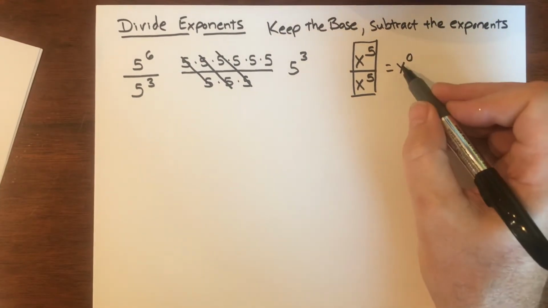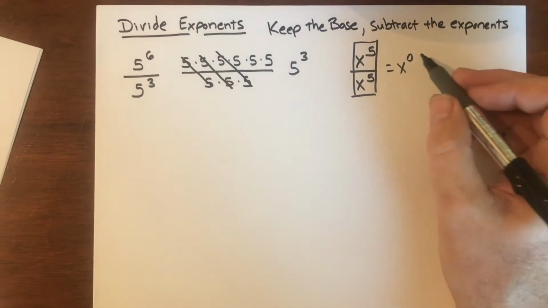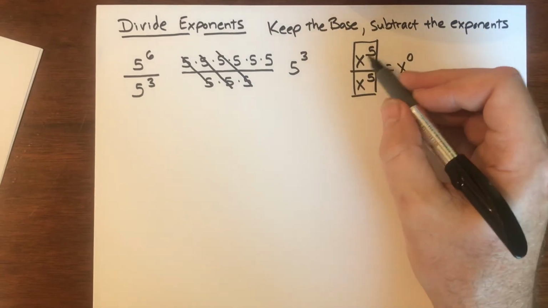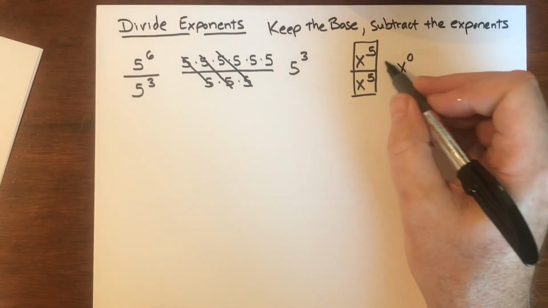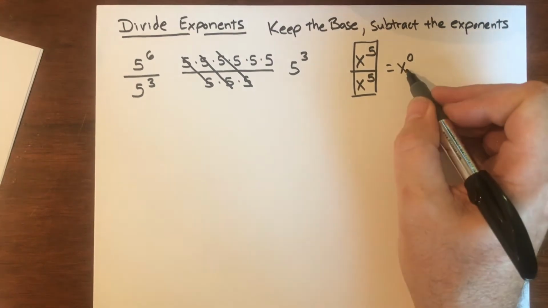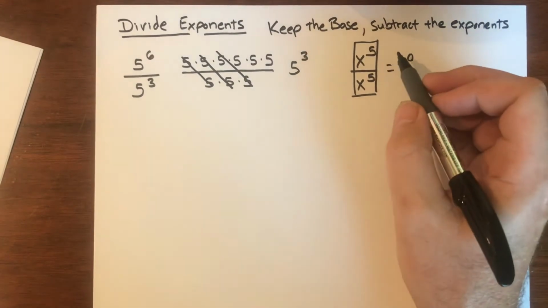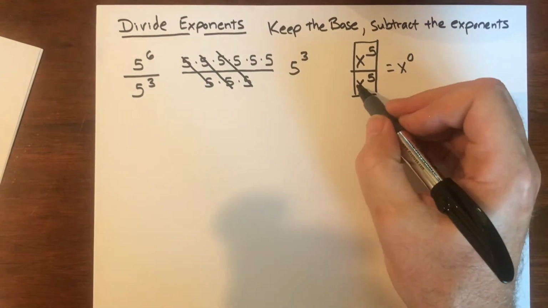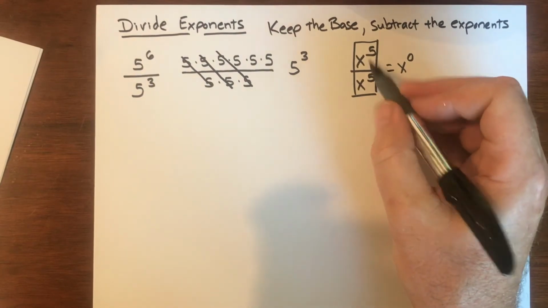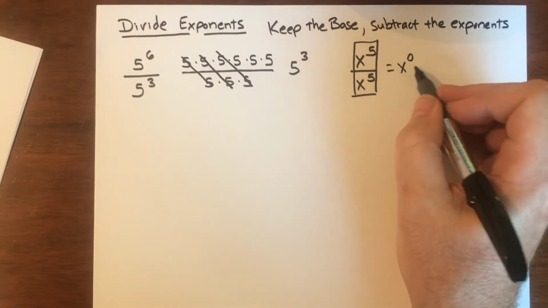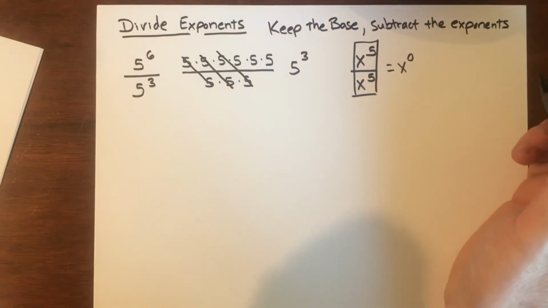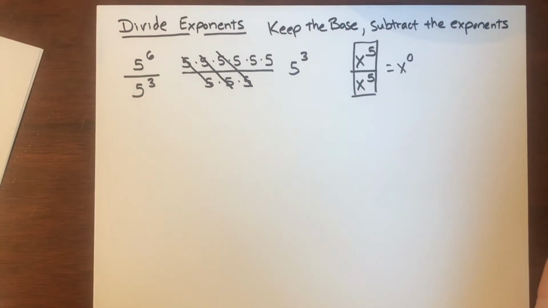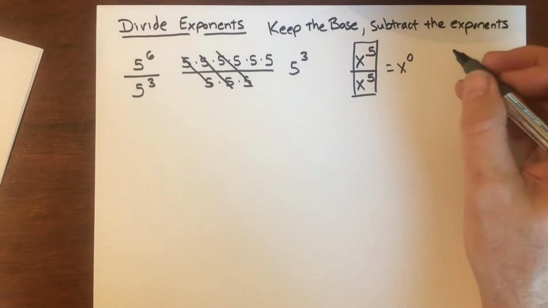And what this equals is x to the power of 0. And therefore, if x to the power of 5 divided by x to the power of 5 equals x to the power of 0, and x to the power of 5 divided by x to the power of 5 is also 1, then x to the power of 0 is 1. That is your proof. If you don't believe me, let's do it numerically.